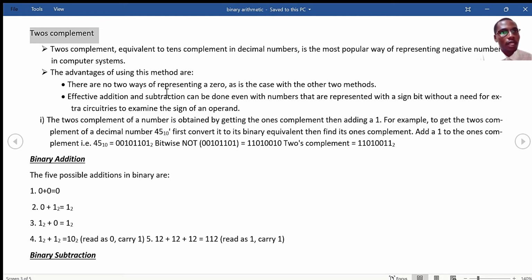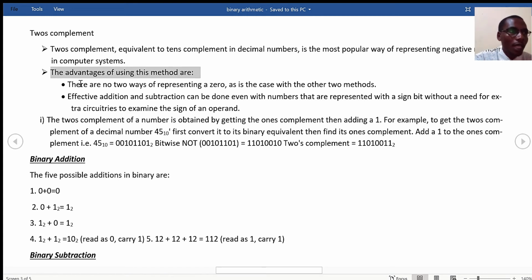2's complement is very similar to 1's complement. How do you do it? Before we go on to how we do it, we can see that we have advantages of using 2's complement over 1's complement. What are these? The advantages of using this method in representing signed binary numbers. There is no two ways of representing zero.